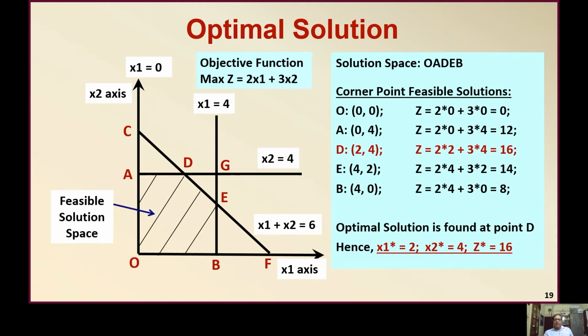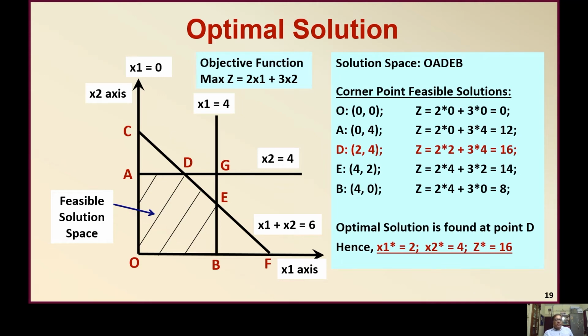At O, the value is 0. Why 0? Because this point is x1 equal to 0, x2 equal to 0, and therefore z equal to, what is our profit function? Maximize z equal to 2x1 plus 3x2. If I put it, we'll get 2 into 0 plus 3 into 0 equal to 0. At point A, it is 0, 4. x1 equal to 0 and x2 equal to 4. So what is the value of z? Z here is 2 into 0 plus 3 into 4, that is equal to 12. Alright, so at point A, the value is 12.